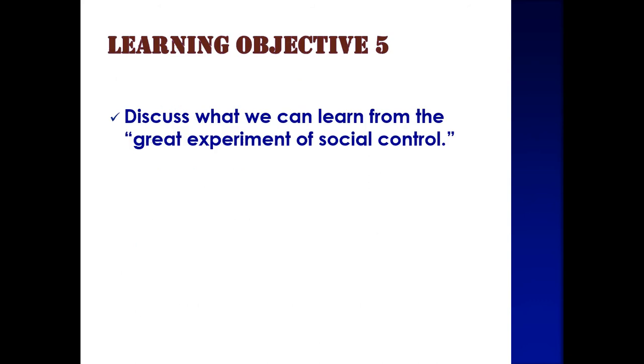Read this section in your textbook about the great experiment on corrections as well. The great experiment of social control, because corrections is supposed to be social control. Knowing that you could be sent to prison if you violate the law should act as a deterrent for many people not to violate the law. I mean, I don't know about you guys. I've worked in a prison, but I don't want to live there. I don't want to be sent to prison to live out several years or the remainder of my life.